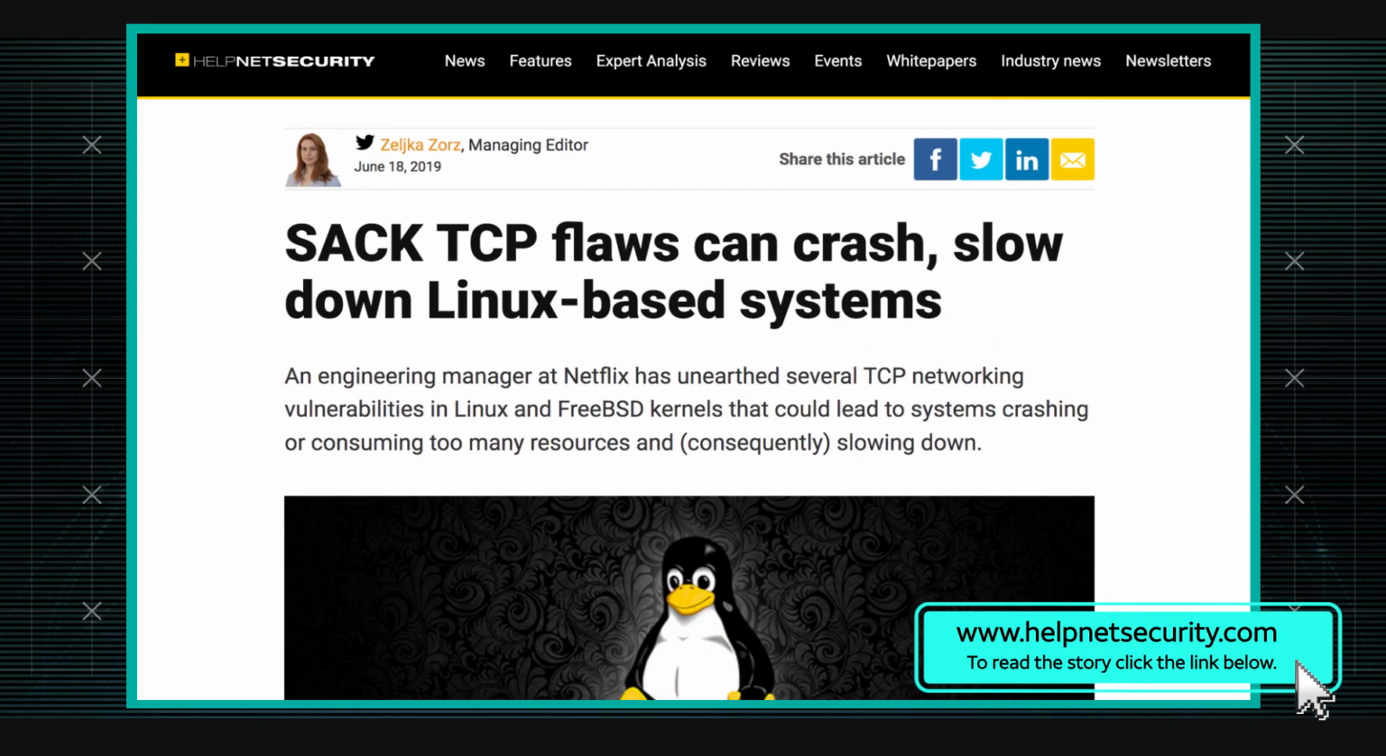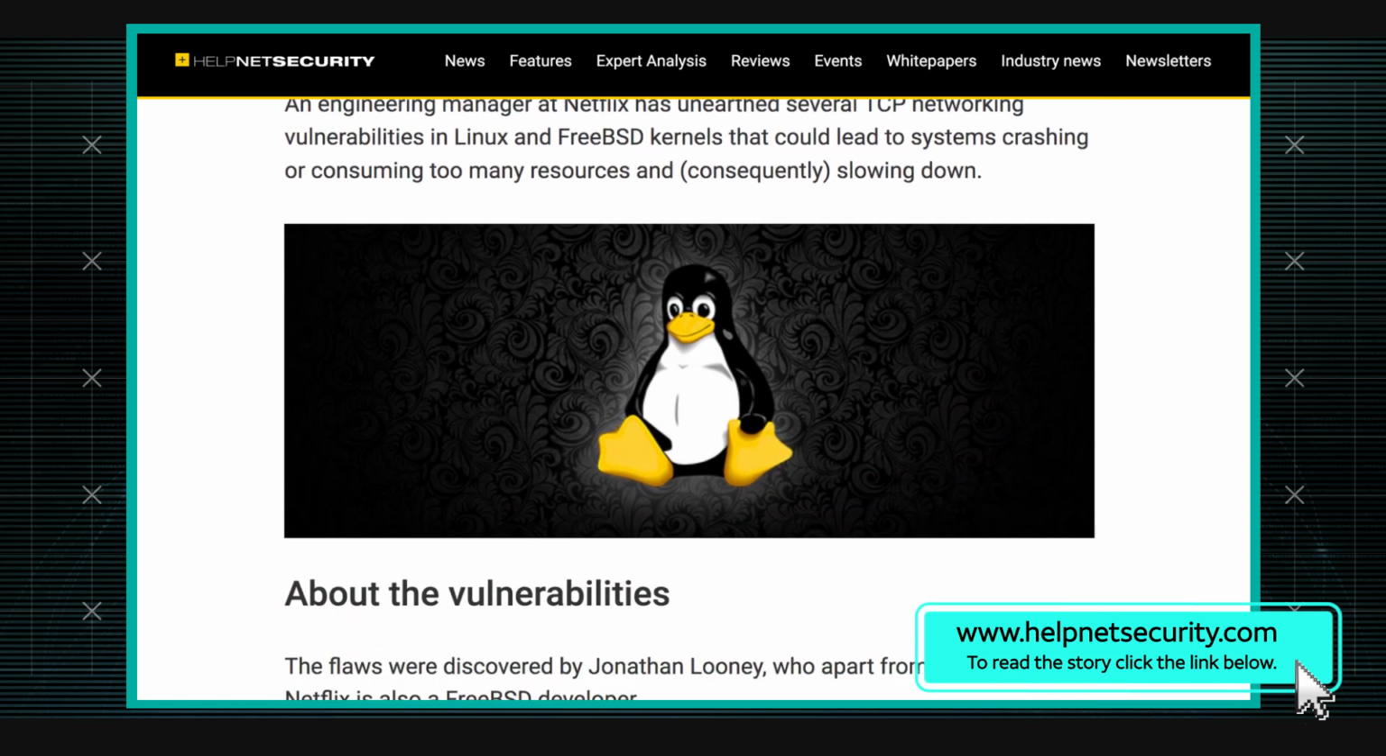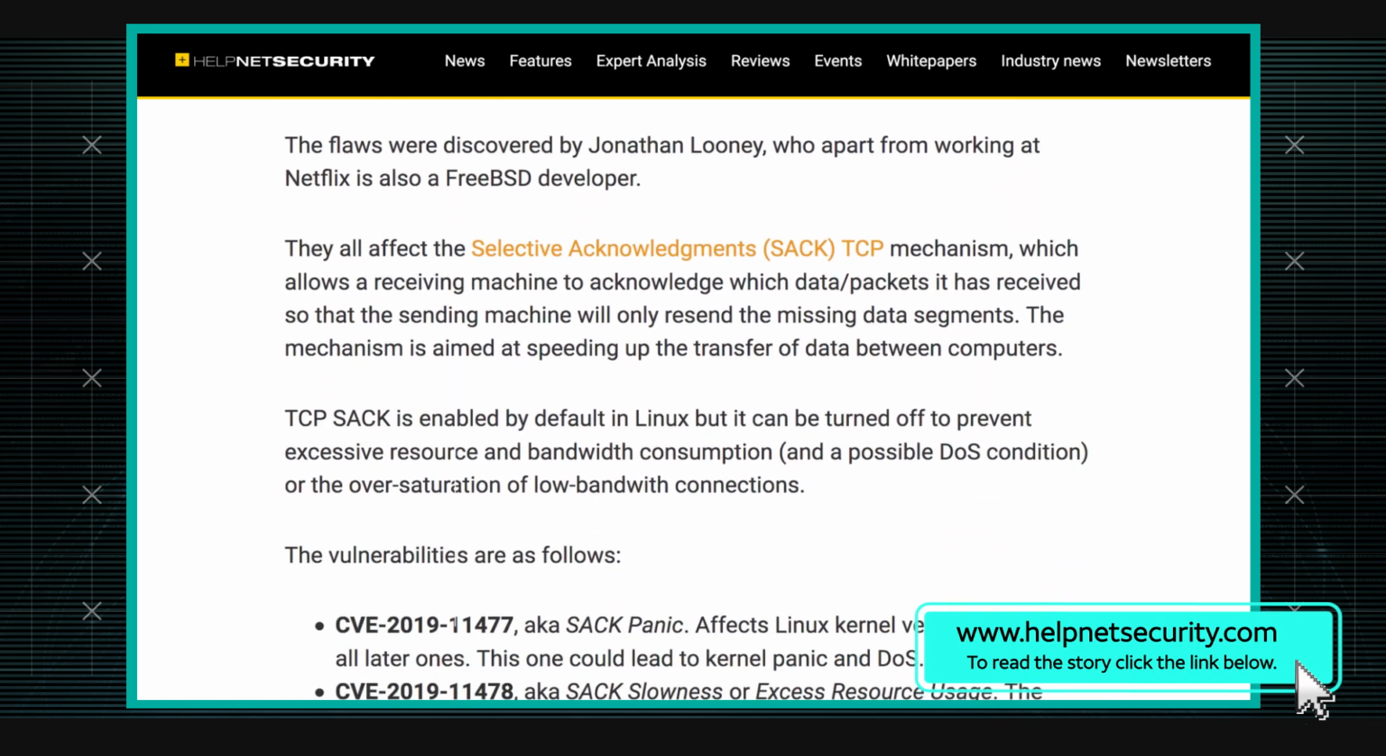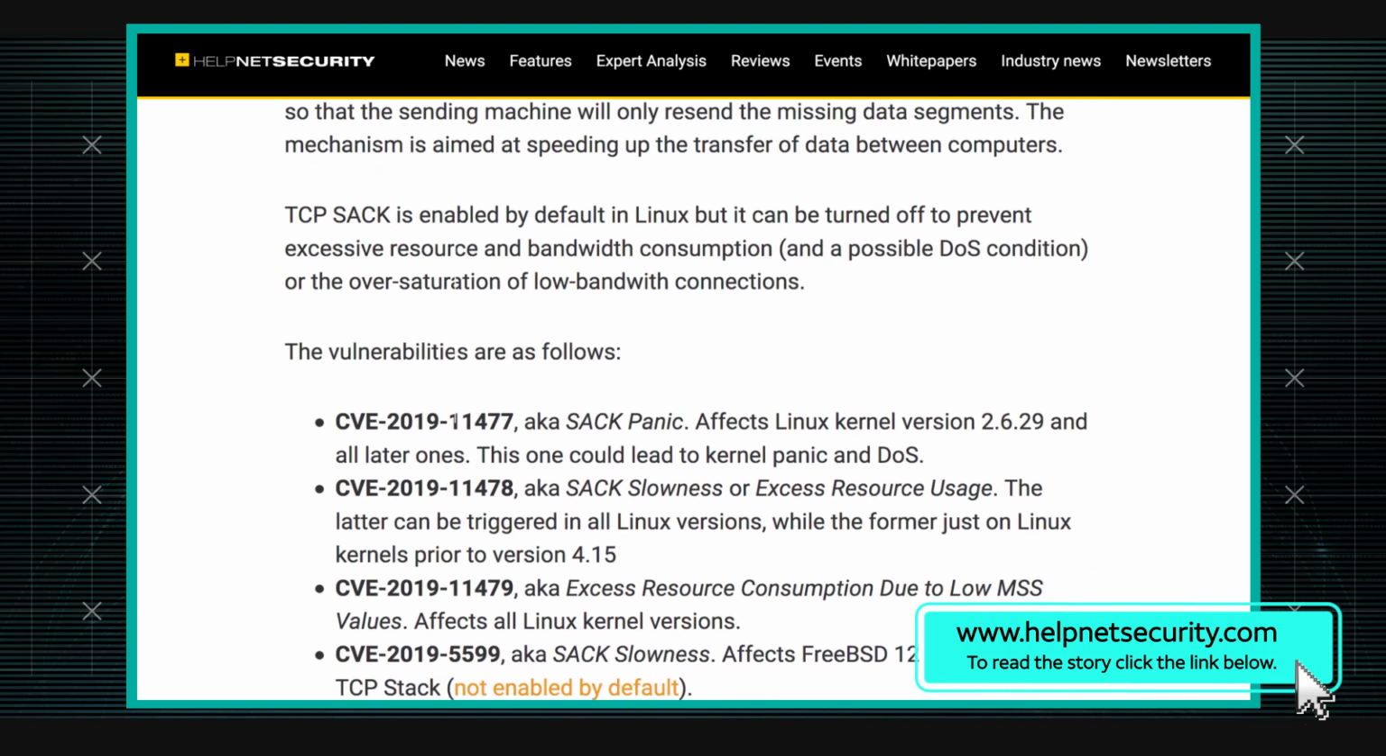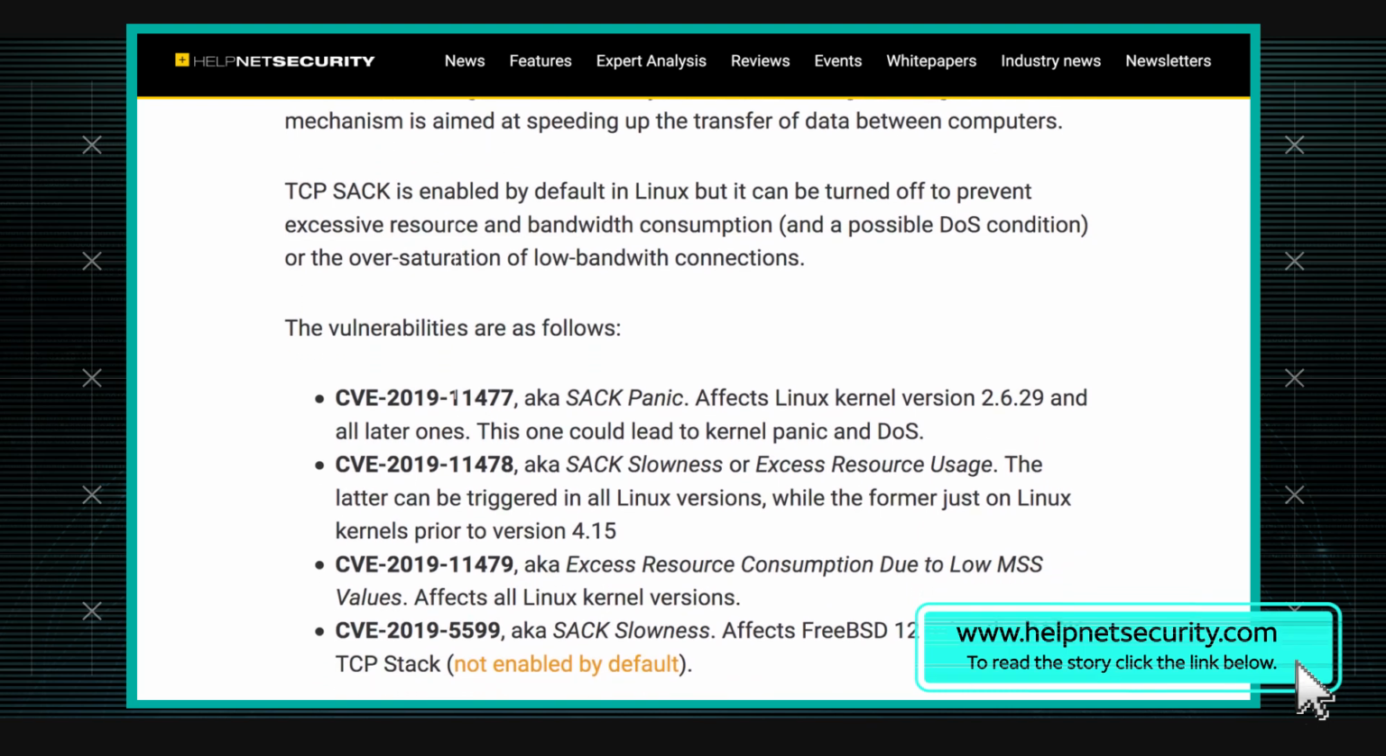This isn't a feature you typically enable. But there are at least 4 different CVEs that have been found by a group at Netflix, and the most critical one, which they're calling SACK Panic, affects the Linux kernel going back to version 2.6.29, which came out in 2009. So there's about a decade's worth of devices running Linux that are potentially affected by this, but again, that population should be small because it's an optional feature that's disabled by default.